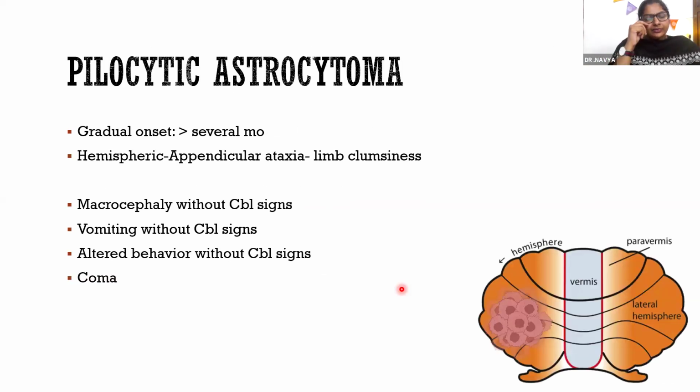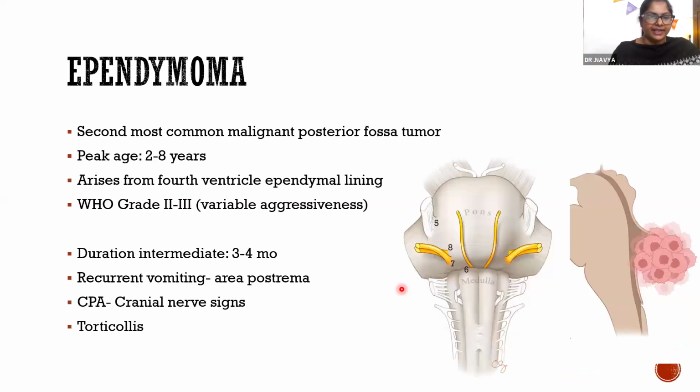Another variant, which is a little slow growing, going over several months, is pilocytic astrocytoma, which is a close differential for medulloblastoma on an image. It's a hemispheric lesion, so that's why it will be an appendicular ataxia with a little clumsiness of the limbs. And yes, without cerebellar signs, you might have vomiting, macrocephaly, coma, or altered behavior.